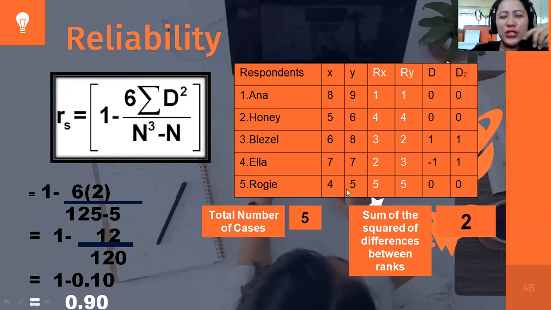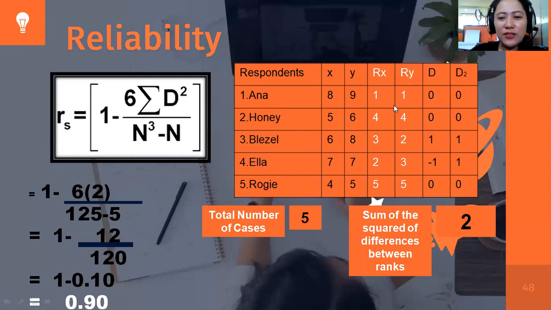So after 2 weeks, I again conducted the same test. The rank 1 is Anna. Her score increased by 1, but still she is the rank 1. Then rank 2 is Blizzell, then rank 3 is Ella, rank 4 is Honey, and rank 5 is Rogie.